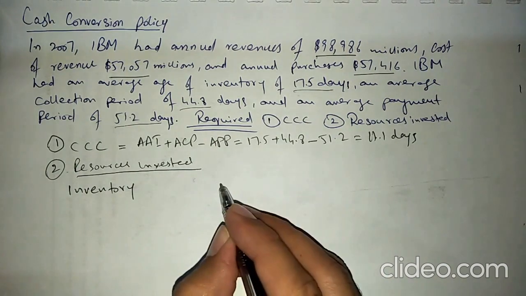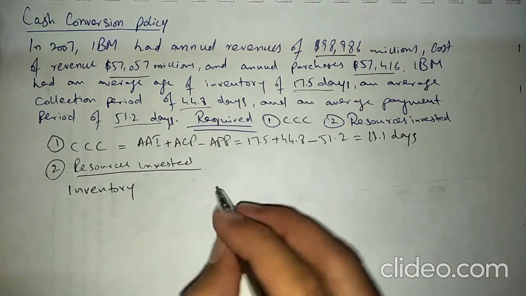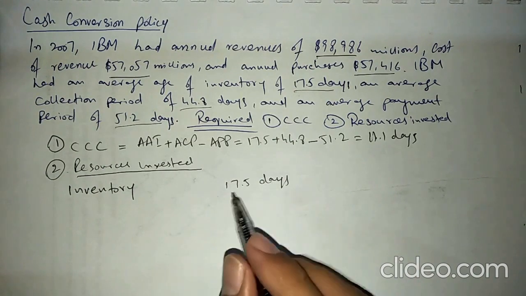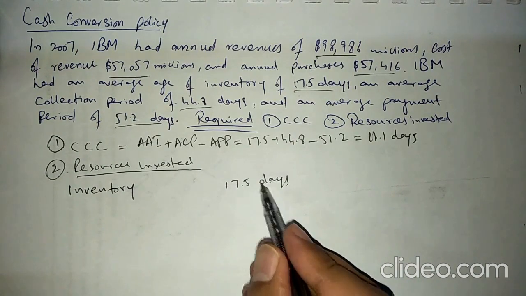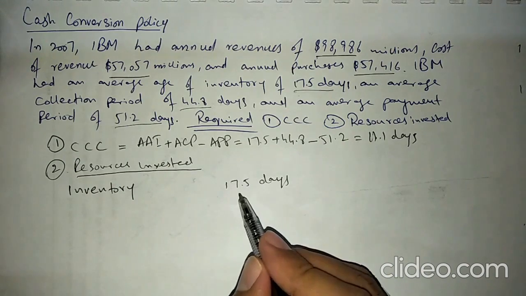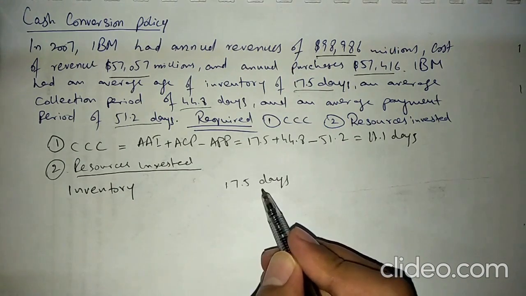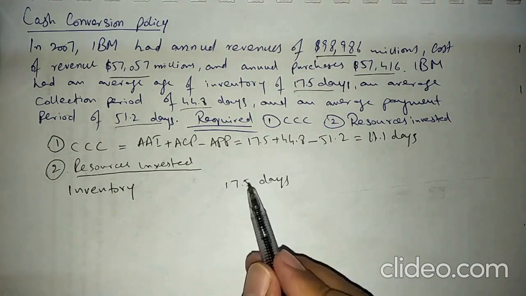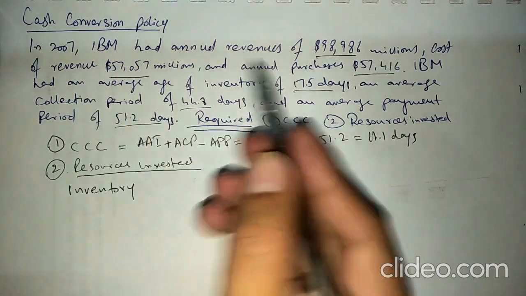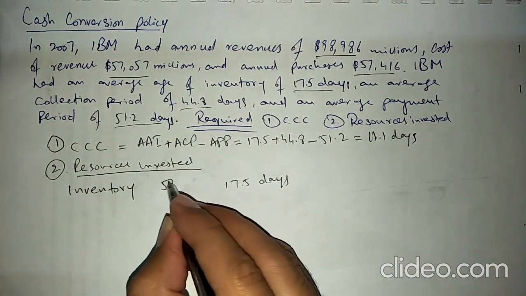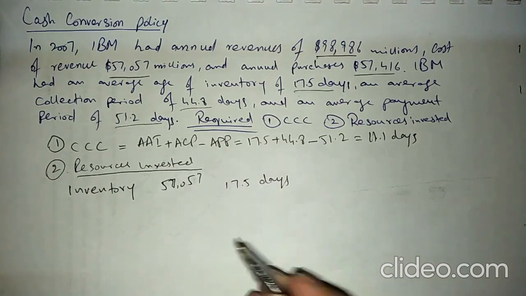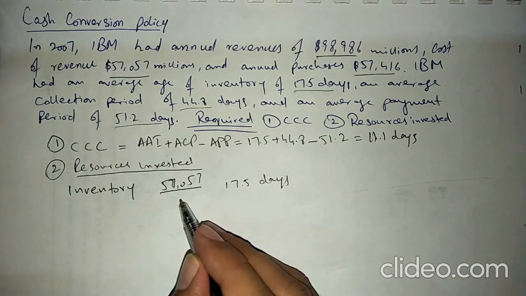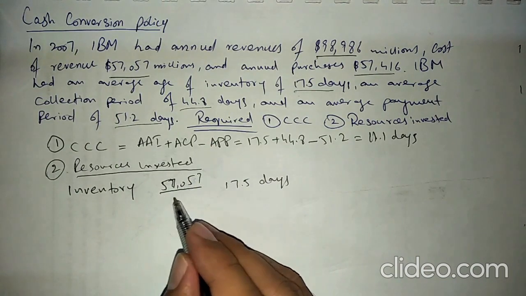We know that inventory days, our average age of inventory, is 17.5 days. So we need cash for 17.5 days to support inventory. So how can we calculate the inventory cost for 17.5 days? We can calculate it by using the annual cost of inventory. The annual cost of inventory is the cost of revenue, 57,057, and let's assume in this question the year is represented by 365 days.